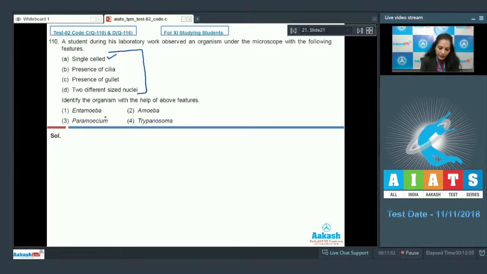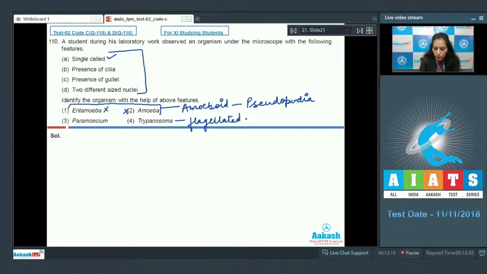B. Presence of cilia. Entamoeba and Amoeba are amoeboid protozoans and they have pseudopodia, not cilia. So these two options are ruled out. Fourth option, Trypanosoma. Trypanosoma is a flagellated protozoan. It has flagella for locomotion. So this option is also ruled out. So the left out option is Paramecium, which is the correct option. It has a gullet, which is the definite region for ingestion. So this is correct.